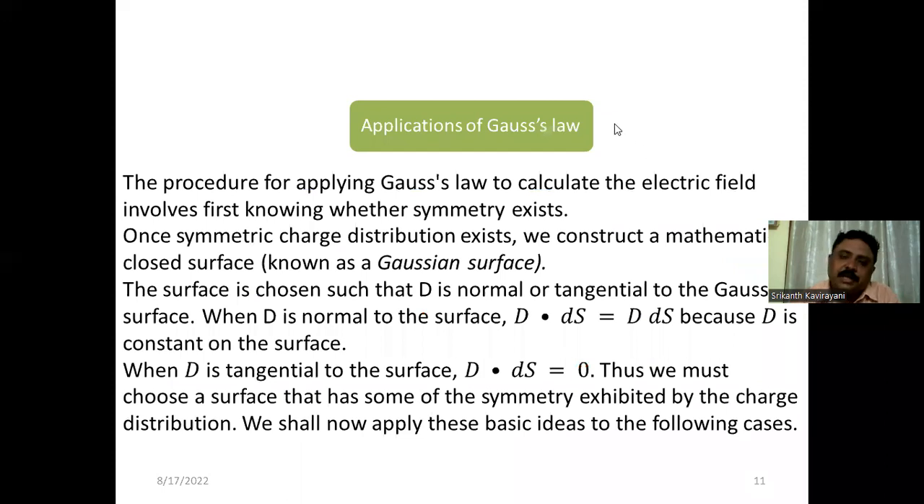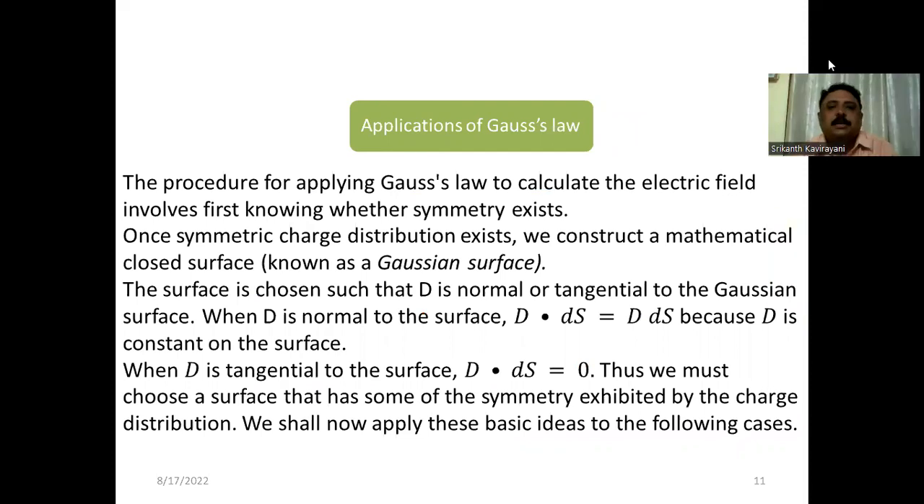The next important aspect that we have to understand is what the applications of Gauss law are and how we use it in order to evaluate a particular electric field intensity based on a particular charge distribution. The procedure for applying Gauss law to calculate the electric field involves first knowing whether symmetry exists or not, because without symmetry, it is not possible to apply Gauss law. Once symmetry exists, we can evaluate the electric field for the charge distribution. Based on the charge distribution, we can calculate the electric flux density.